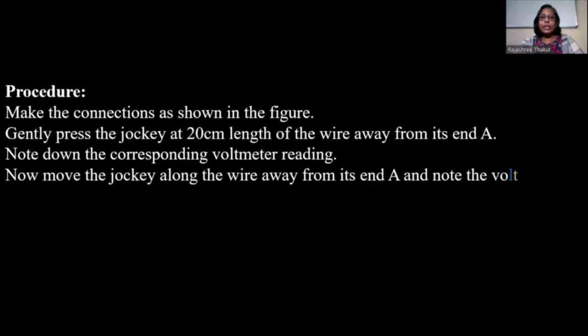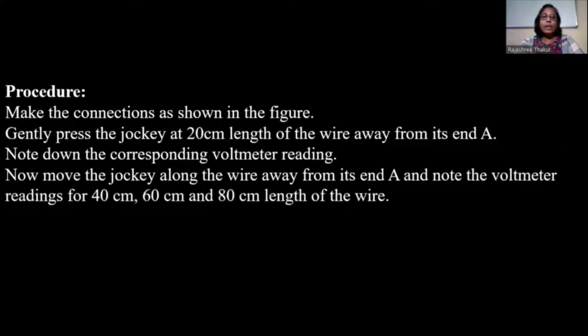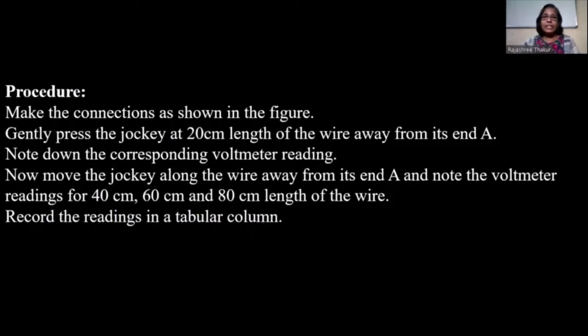Now move the jockey along the wire away from its end A and note the voltmeter reading for 40 cm length of the wire, 60 cm length of the wire and 80 cm length of the wire. Record all these readings in a tabular column. After this, we'll have to calculate the ratio of V by L. That means we have to calculate the potential gradient.